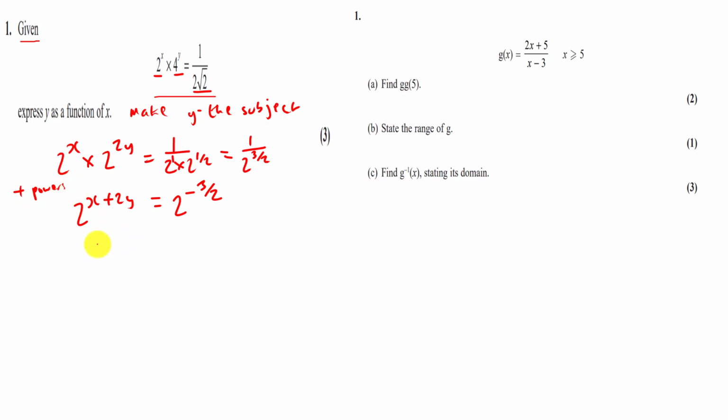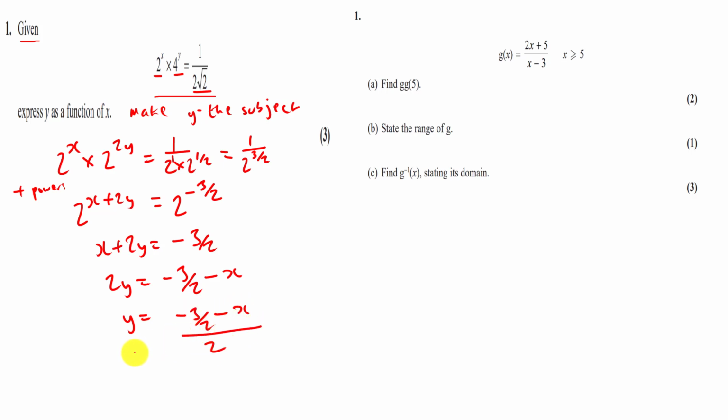Now we've got something we can work with. That means x plus 2y must equal minus 3 over 2. So we just rearrange that. So we get 2y equals minus 3 over 2 minus x, divided by 2. So we just divide that all by 2. 3 over 2 minus x, all over 2. Can we make that look a little bit nicer? Yes, we can. y equals minus 3 over 4 minus x over 2, and then we're done.